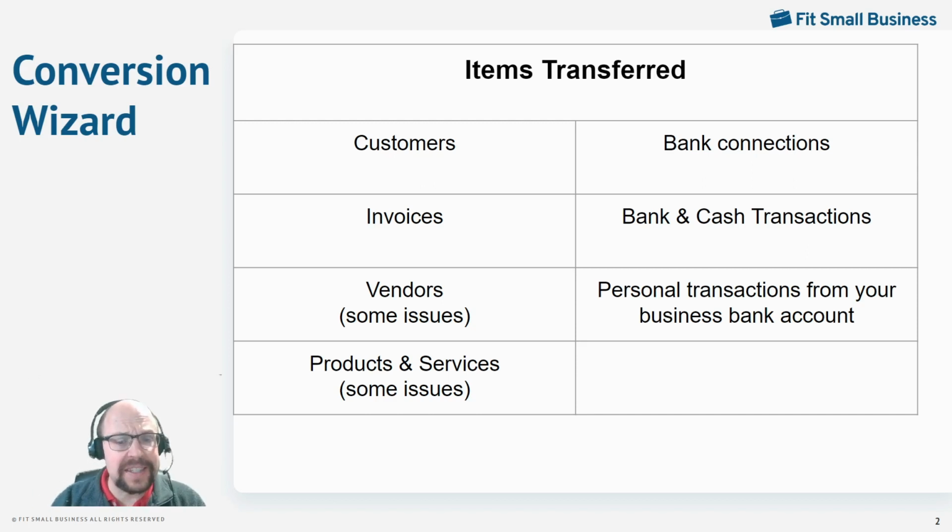Products and services. This can be a little bit bigger issue. I've seen products and services transfer over flawlessly, and I've seen them not transfer at all. The issue is that when QuickBooks makes improvements to QuickBooks Self-Employed, they don't roll them out to all users at the same time. So some QuickBooks Self-Employed accounts will have a little bit more of an enhanced products and services process, and those accounts seem to transfer over to QuickBooks Online.